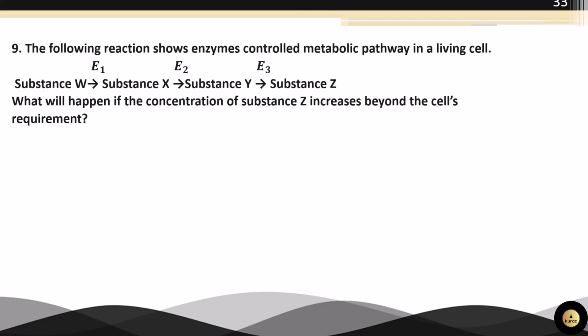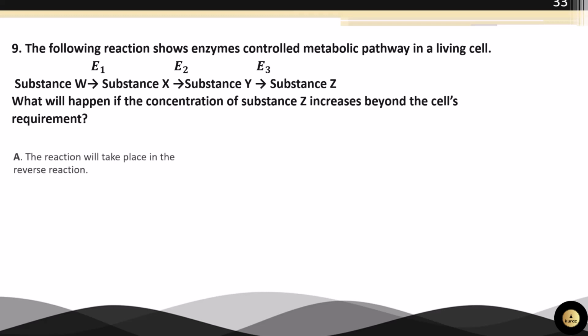Question number 9. The following reaction shows enzyme-controlled metabolic pathway in a living cell. Substance W is converted into substance X with the help of enzyme 1, and substance X is converted to substance Y with the action of enzyme 2, and substance Y is converted to substance Z with the action of enzyme 3. What will happen if the concentration of substance Z increases beyond the cell's requirement?